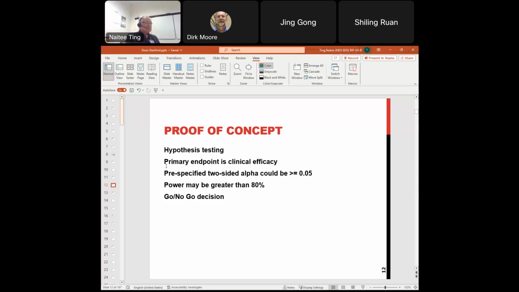All right. So it's a hypothesis testing framework, and the primary endpoint is clinical efficacy, and the pre-specified two-sided alpha could be greater than 0.05. Okay, I designed a POC study with alpha being 0.2. And if you look at publications, there are studies designed with alpha being 0.4. Wait a minute, alpha being 0.4. Flip a coin is 0.5. How can you tolerate such a high risk of making a wrong decision?